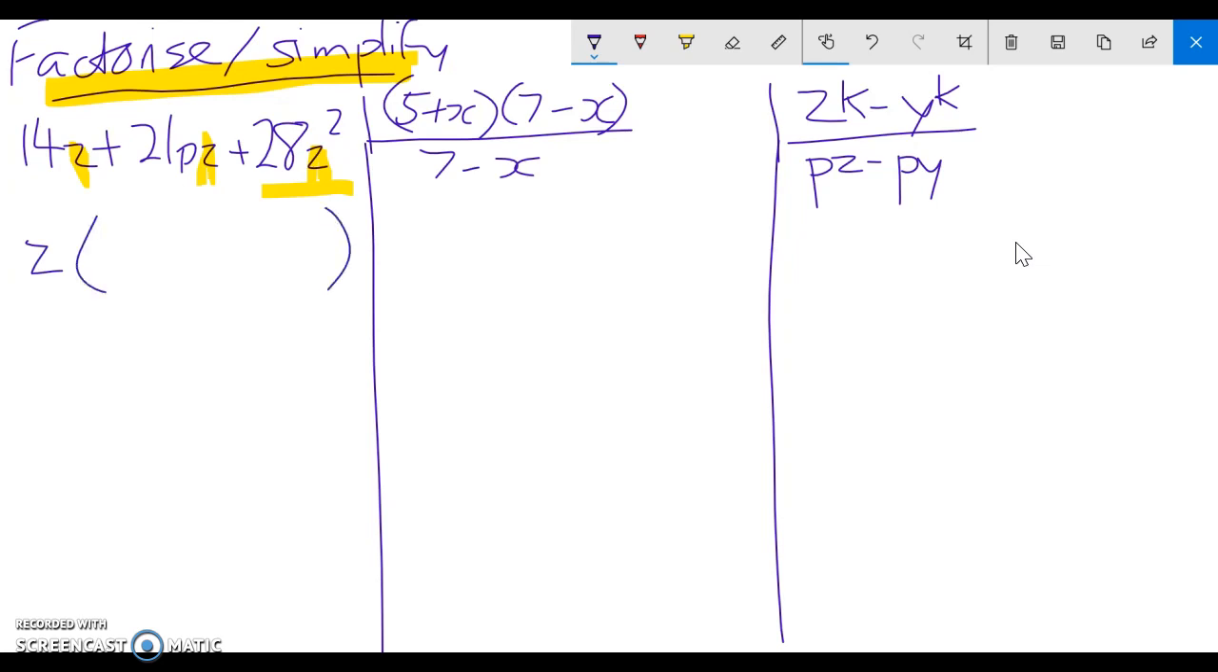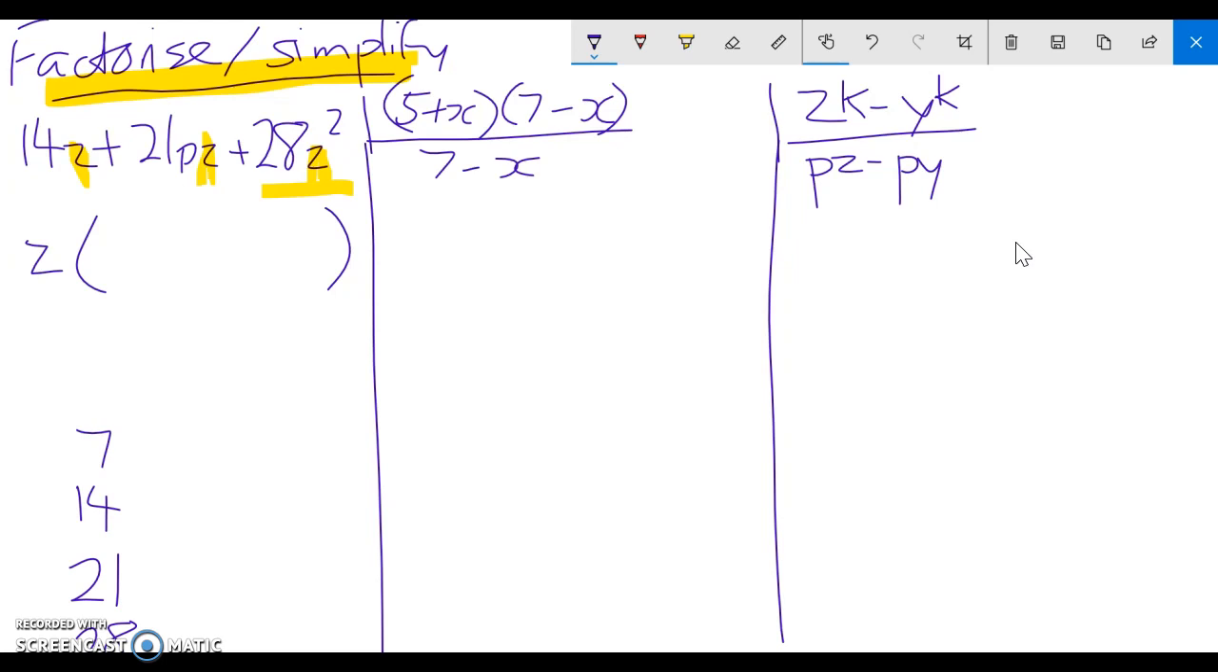Now if you look closely, you can also see if there's anything in common between the numbers, between 14, 21 and 28. If you start at 7, and then add 7 to that and go 14, 7 to that, go 21, 28, you'll notice that 14, 21 and 28 are all multiples of 7.